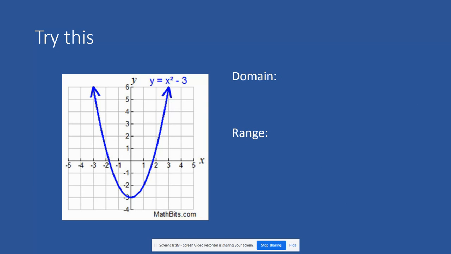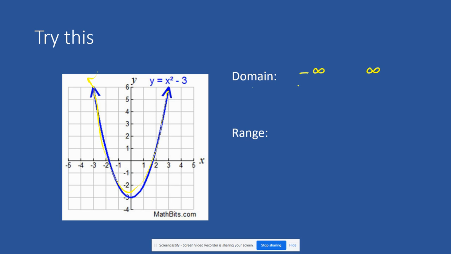We can also do this with parabolas. So domain, furthest left. Oh, that has an arrow on it and it's pointing off to the side. So my furthest left is going to be -infinity because it's going off to the side. Follow the graph to the furthest right. Oh, that is going to +infinity.